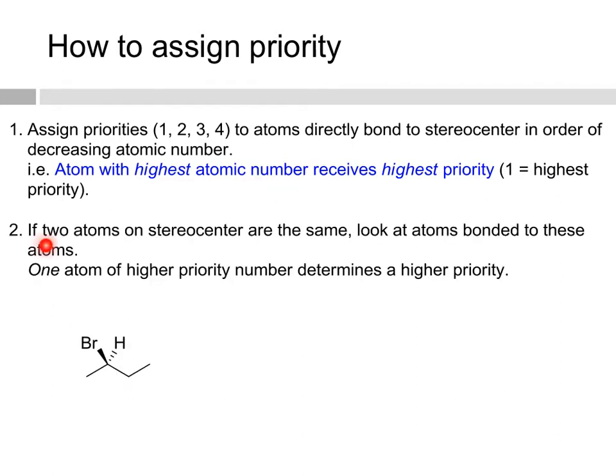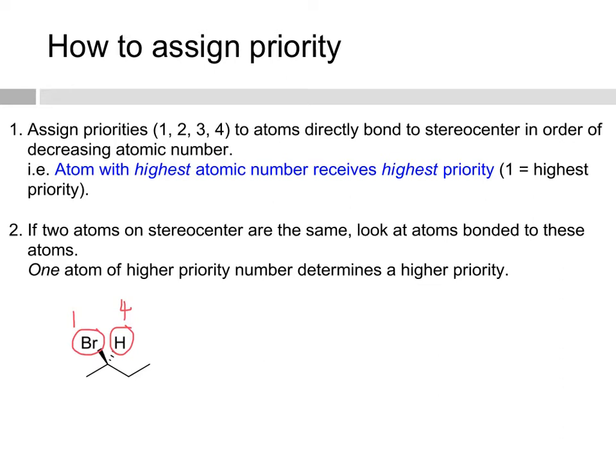Now what if we have two atoms on the stereocenter that are the same? Now let's look at this example. We're looking at this stereocenter here, and it's easy to assign the hydrogen. That's going to be the lowest priority, so that's 4. And it's easy to assign the bromine because when you compare the bromine, hydrogen, and these two carbons, bromine's got the highest atomic number, so it's going to be the highest priority. Now we need to compare these two carbons.